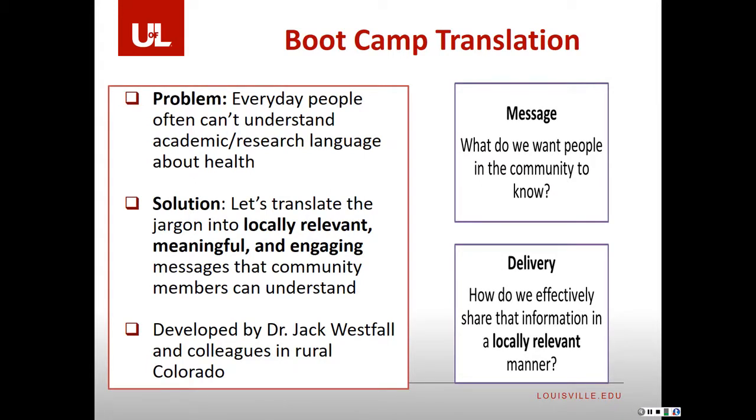Bootcamp translation is a novel community-based participatory research approach that was developed by Dr. Westphal and a team in rural Colorado. In bootcamp translation, a team consisting of an equitable number of community members, academics, health professionals, and medical experts work together over a period of usually 6 to 12 months to learn about a specific condition and to answer two main questions. What do we want people in the community to know? And the second question is, how do we effectively share that information in a locally relevant manner?